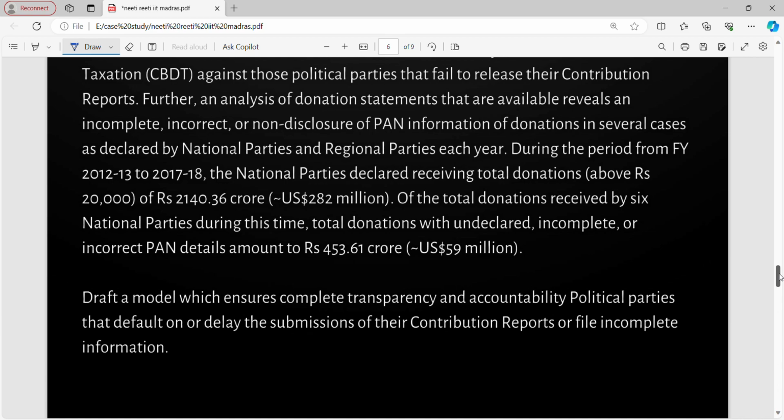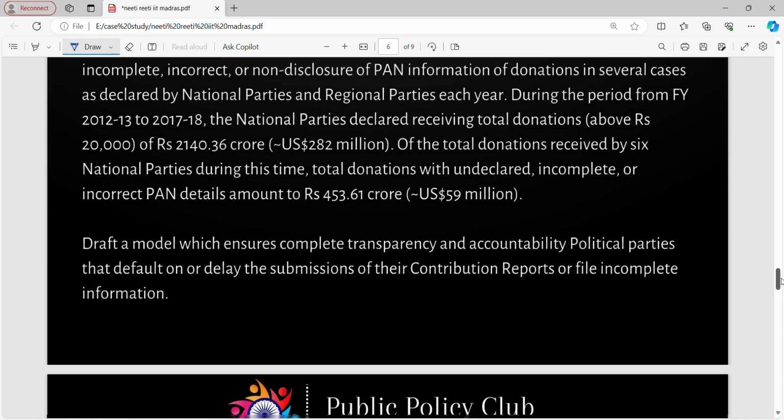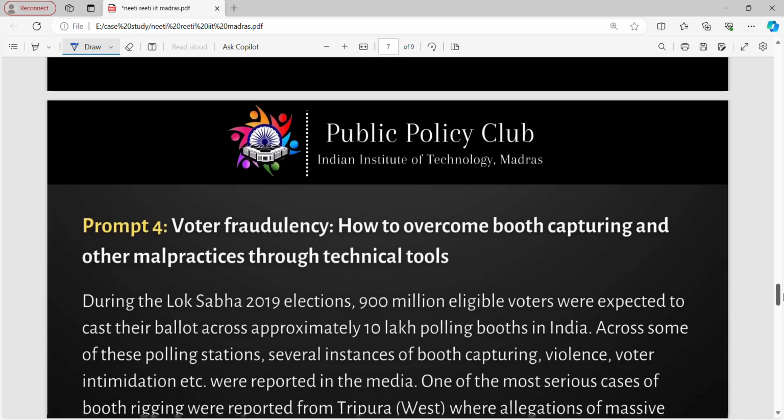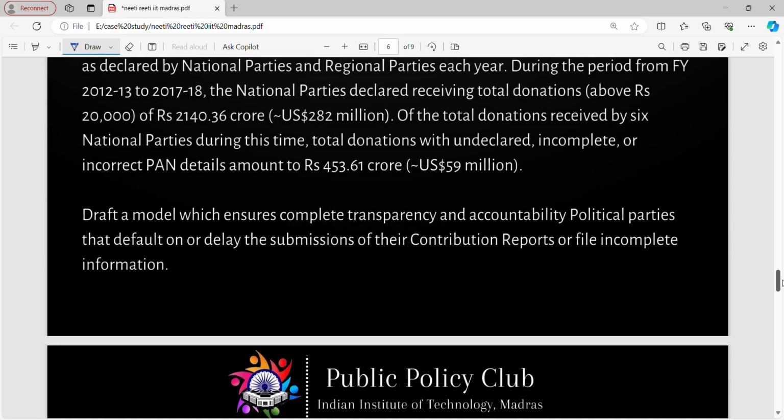Political parties that default on or delay the submission of their contribution reports or file incomplete information. I hope that is very clear. Just draft a model. Okay.